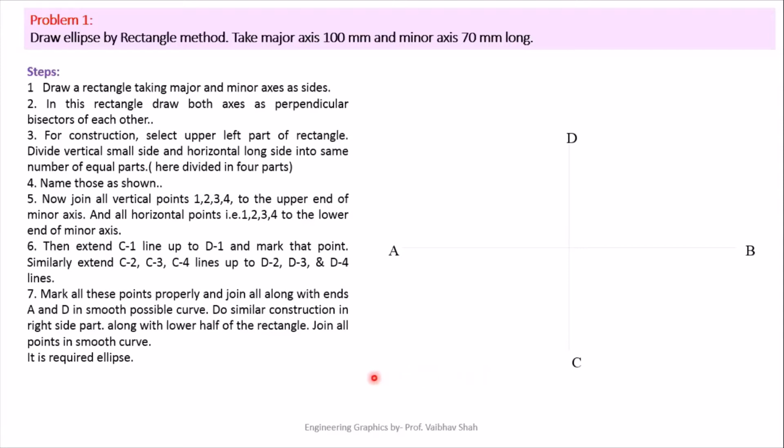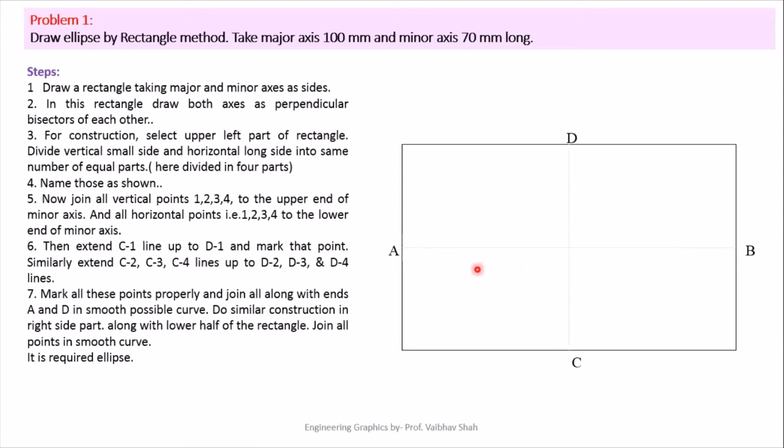After that we'll be drawing one rectangle inscribing these two major and minor axis. So let us draw one rectangle in which your length is equal to your major axis and your height is equal to your minor axis. After that we'll be dividing this vertical portion of this line into equal number of parts. So let's say we are dividing this vertical portion of line into 4 equal parts. So let us divide this portion into 4 equal parts and give numbering as 1, 2, 3, 4. So we are starting numbering from this point obviously. So 0, 1, 2, 3 and 4.